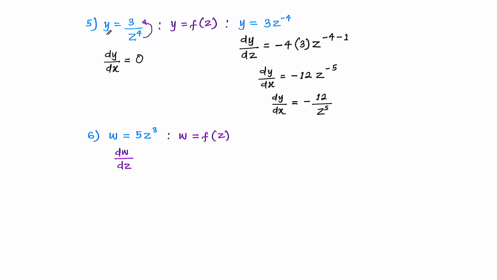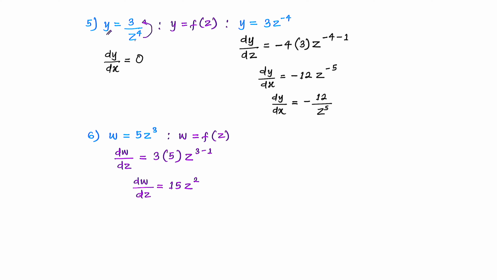The first derivative with respect to z, taking derivative of w with respect to z, is equal to, bring the power down, which is 3, multiply with the existing coefficient, which is 5, write the variable back again, subtract 1 from the power. So that means derivative of w with respect to z equals 3 times 5 is 15, z, 3 minus 1, that's 2, and that's the answer.